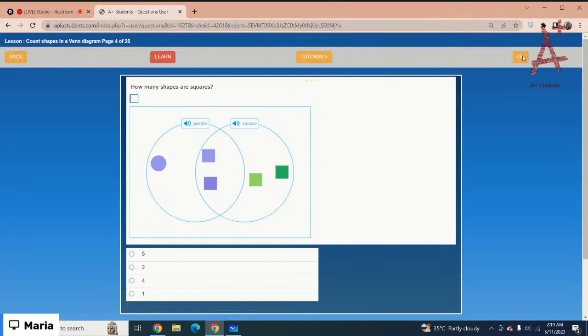Okay, how many shapes are square? Which is the correct option? You need to count the squares. You need to count all the items that are inside this circle that is named square. You have 1, 2, 3, 4. So here you have 4 squares. The correct option is 4.